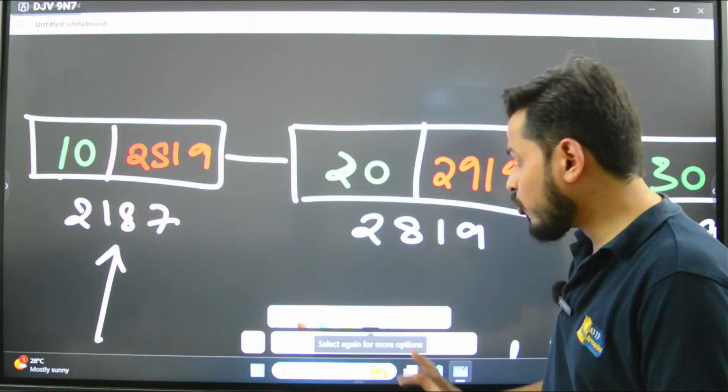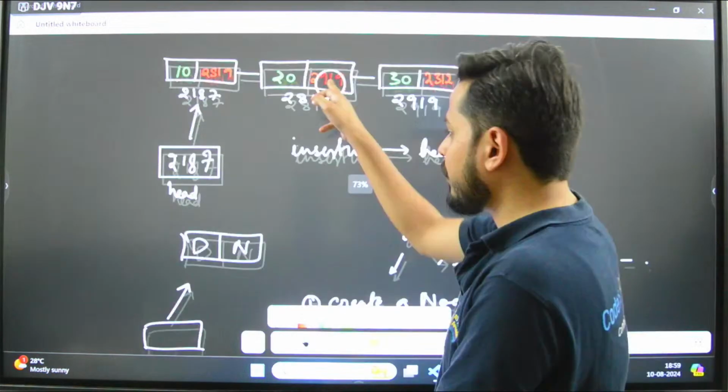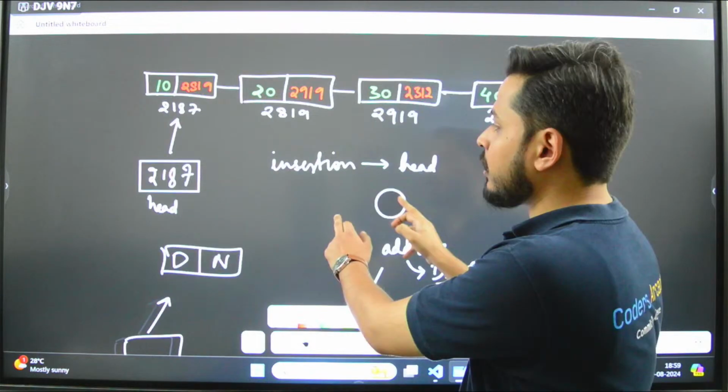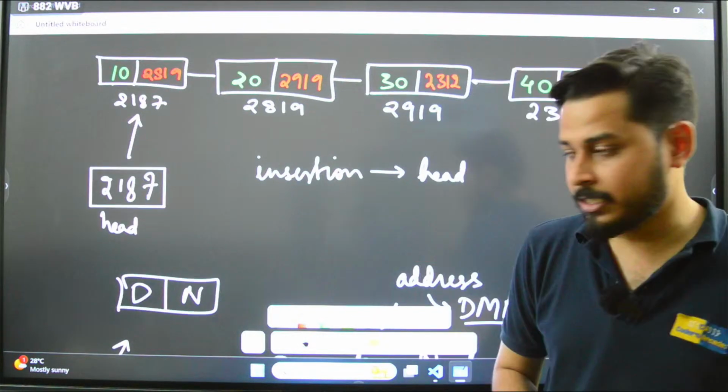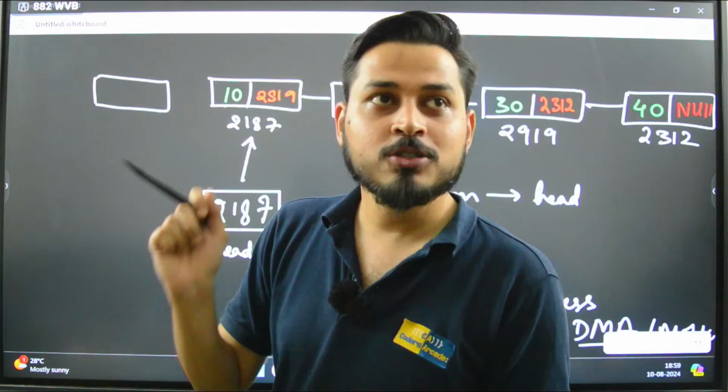Let's go back to our concept. See here, I wanted to insert a newly created node at the head. So my first job was to create a new node right here. Now guys, see, create a new node. You know how to create a new node? Node* n equals new Node.